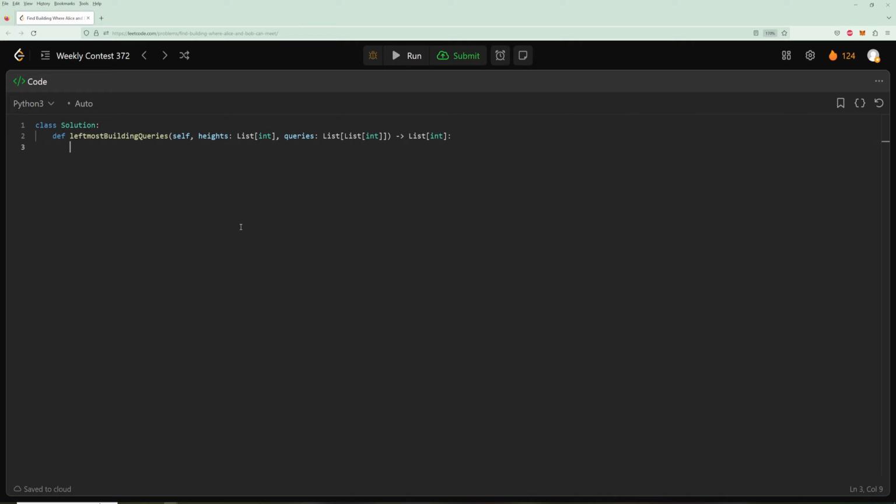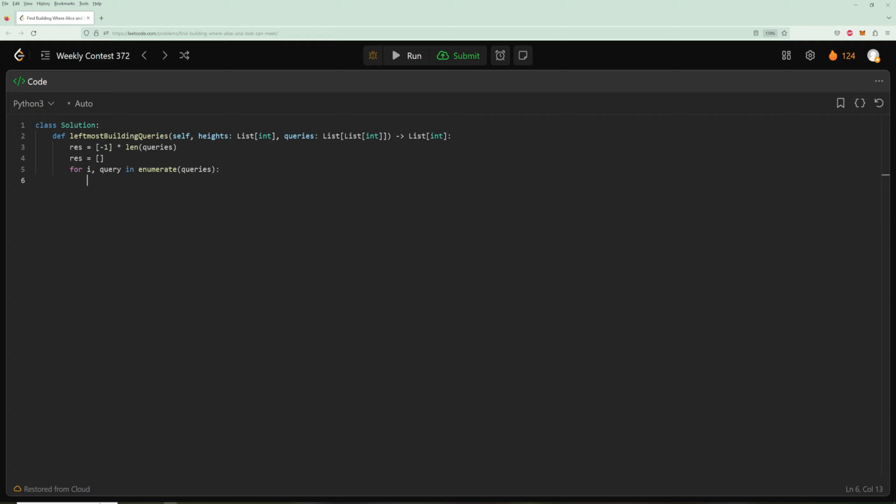Okay, so first we're just going to declare our result and we'll just initialize it all to -1. So result is -1 times length of queries, right? Then we're going to have the rest array, and this is going to be the hard queries. So you can call this hard if you want. So now we have to go through all of our queries. So we'll say for i, query in enumerate(queries).